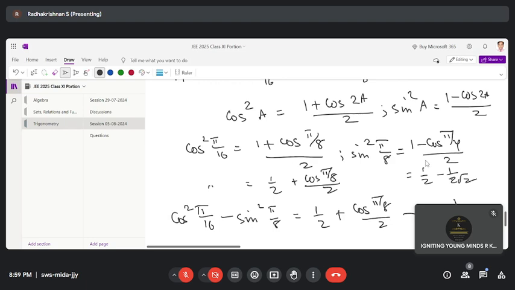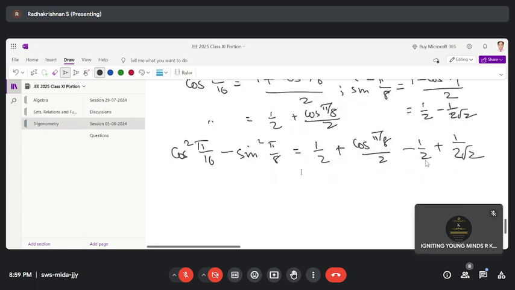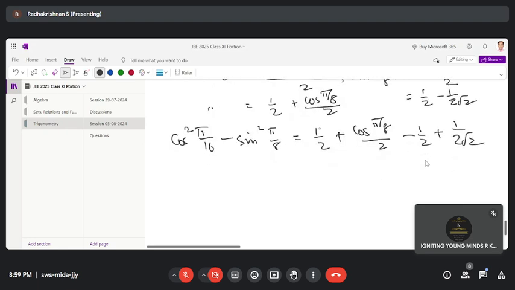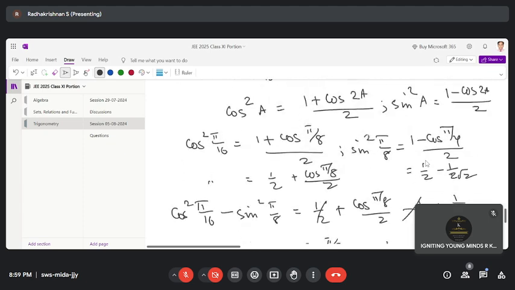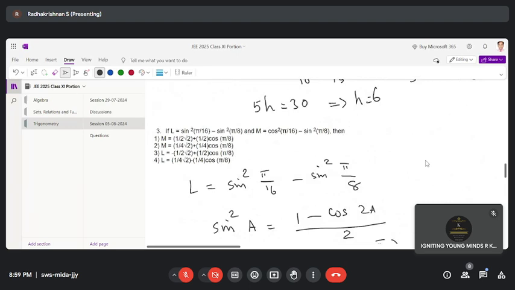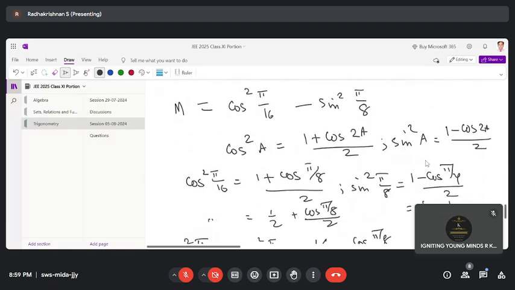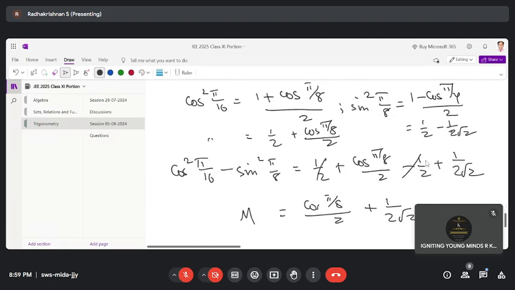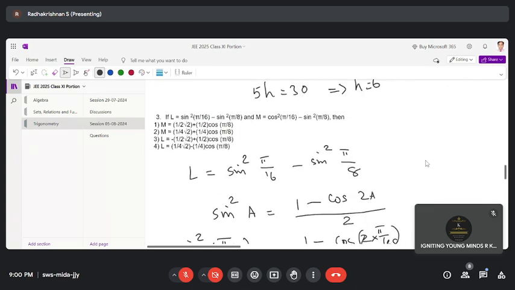So this simplifies to this: half and half get cancelled, and what you get is cos pi by 8 by 2 plus 1 by 2 root 2. So this is your value of M. Is that an option? Yeah, that is the first option: 1 by 2 root 2 plus 1 by 2 cos pi by 8. So you can easily solve for L and M, and only option 1 is matching. That is the answer.